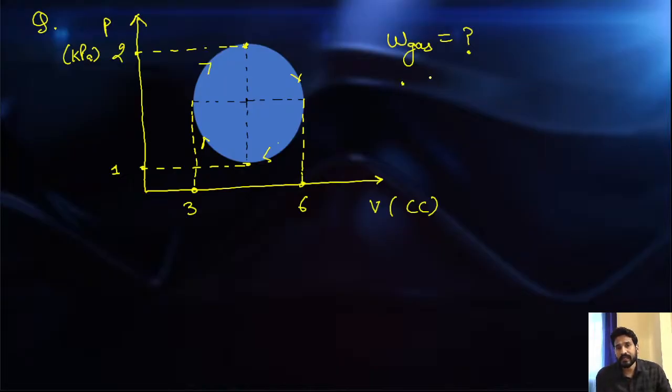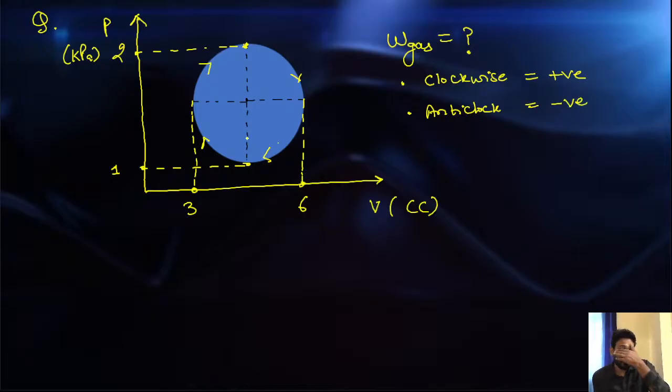So I can say that for clockwise it is positive, and for anti-clockwise it is negative. This cycle is a clockwise cycle, so whatever work done we get will be positive work done. So we are done with the sign. Now how to calculate the work done mathematically? Very easy: the area enclosed in the loop.